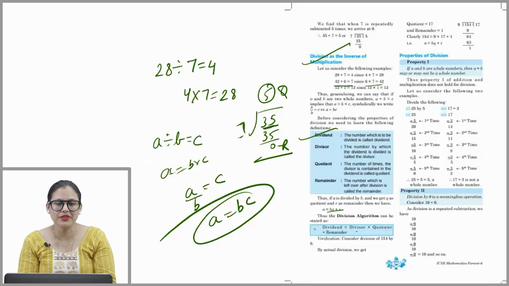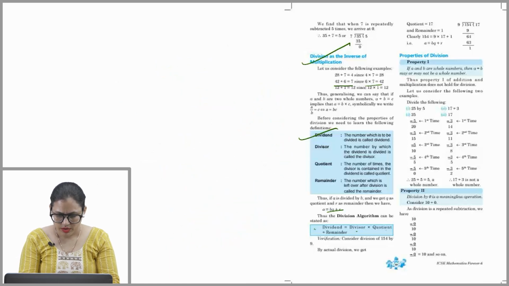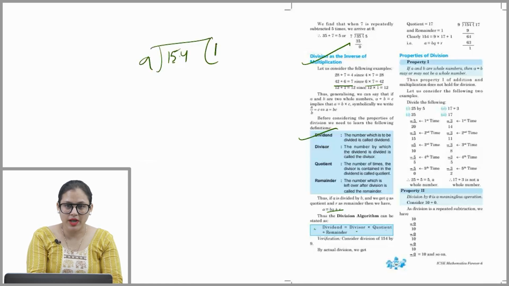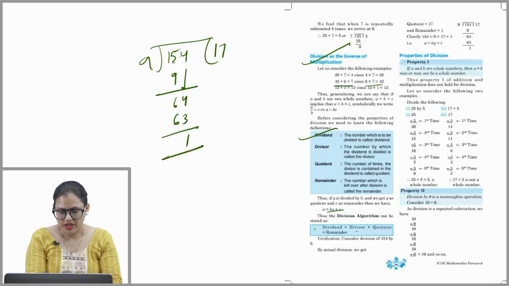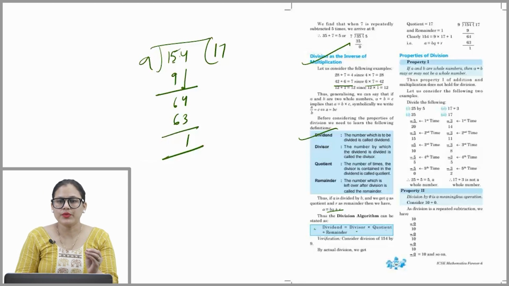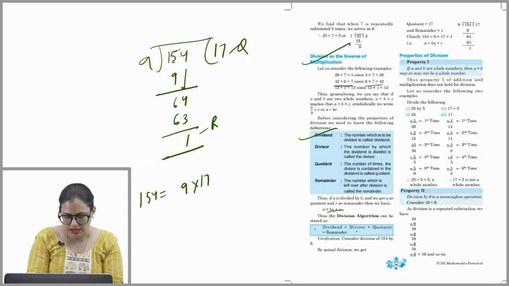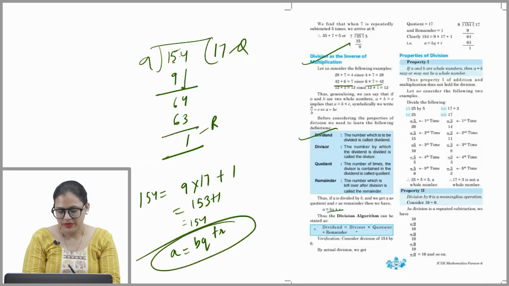Verification. Consider division of 154 by 9. By actual division we get, let's do the division. 154 divided by 9. 9 ones are 9, 9 sevens are 63. So 154 is what? You can see this is the quotient, this is the remainder. 154 is 9 into 17 plus 1. That is 153 plus 1 is 154. That is A is equal to BQ plus R.